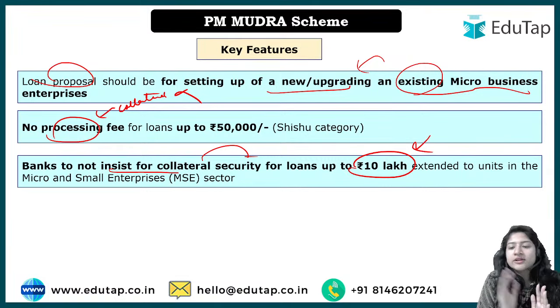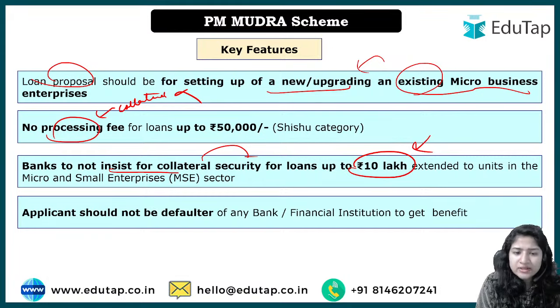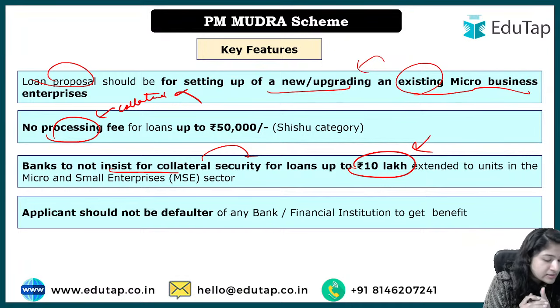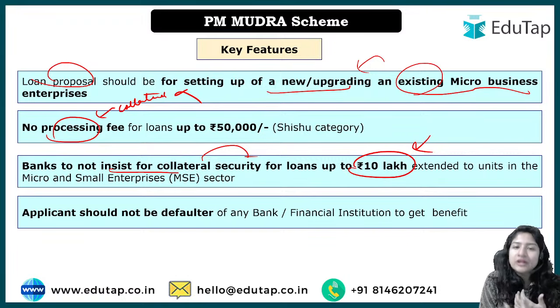तो कोलैटरल सिक्योरिटी तब तक की आपकी नहीं लगेगी. So till 10 lakh you would not have to pay any collateral security, and that we have already understood, right, because it is to make it easier for the people who are engaged in micro small enterprises to take loan, right, because in normal condition it is difficult for them to take because they do not have any collateral, ठीक है.